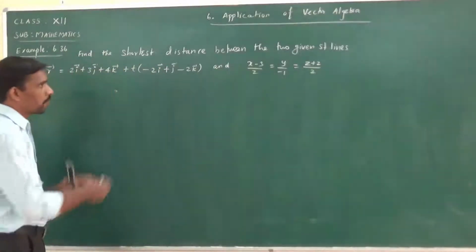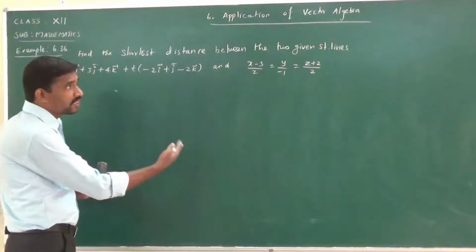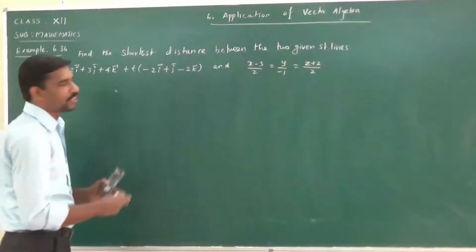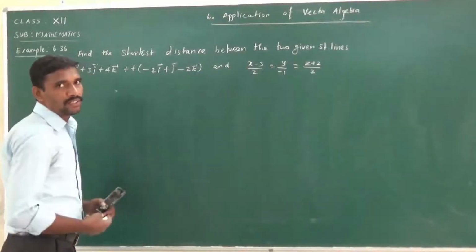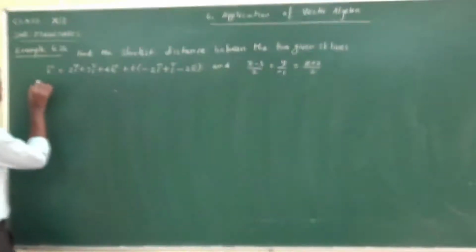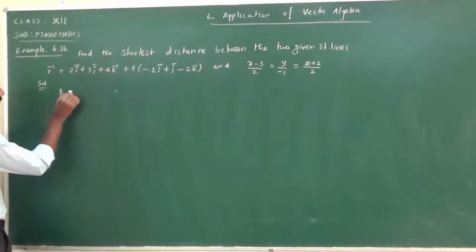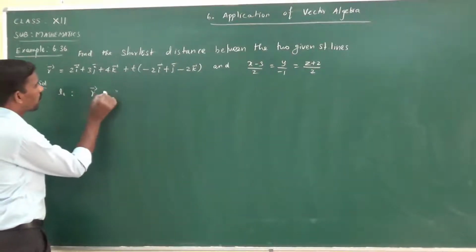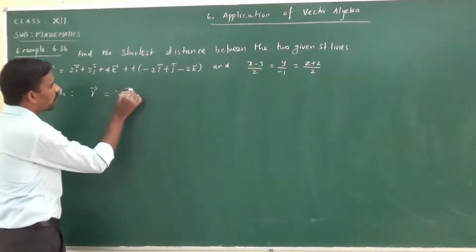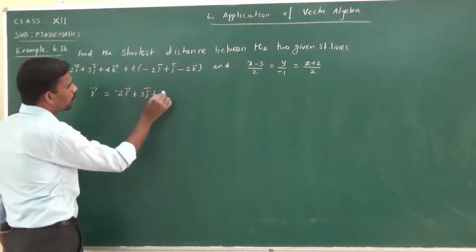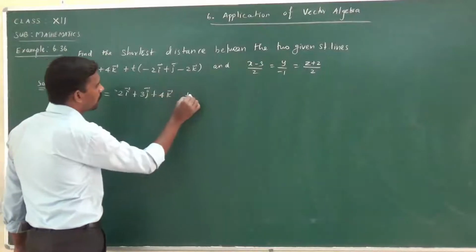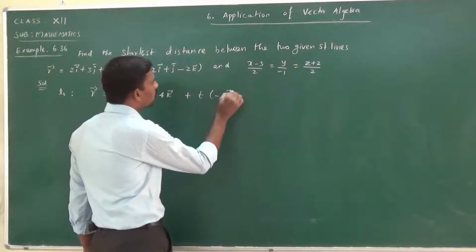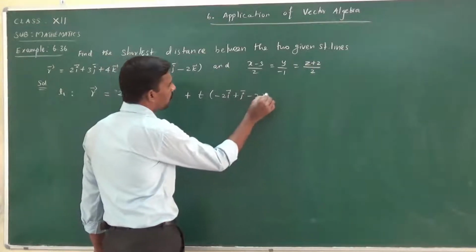Now, I want to arrange both straight line equations in either vector format or Cartesian format. I am going to write in vector format. Now the solution. This is line 1: r vector equals 2i vector plus 3j vector plus 4k vector plus some scalar t into minus 2i vector plus j vector minus 2k vector.